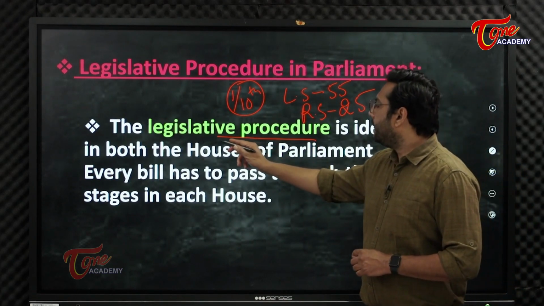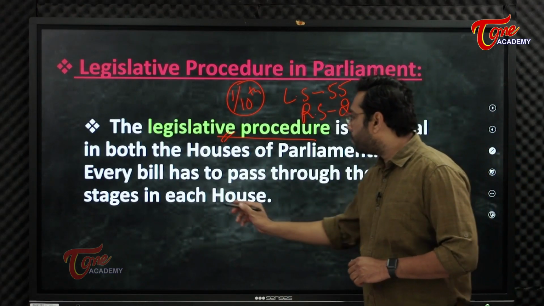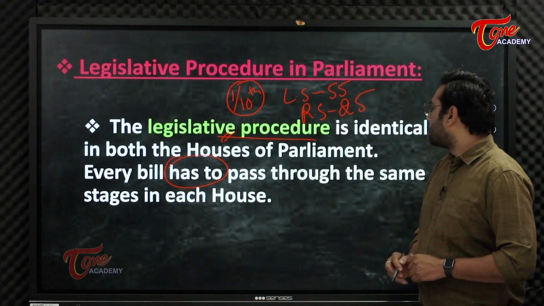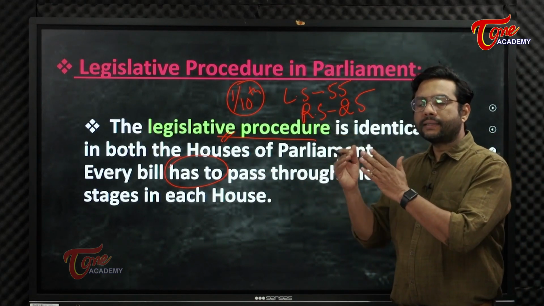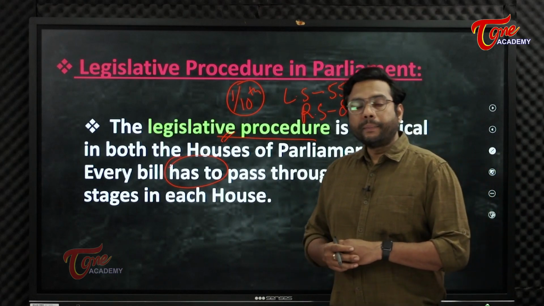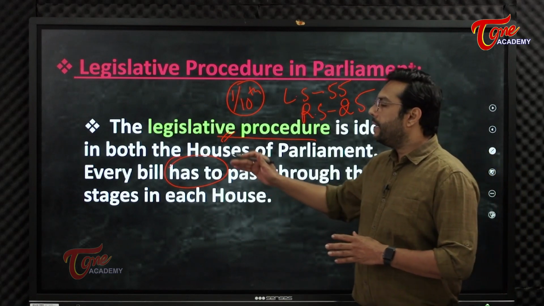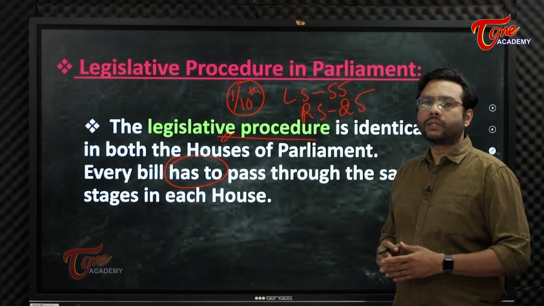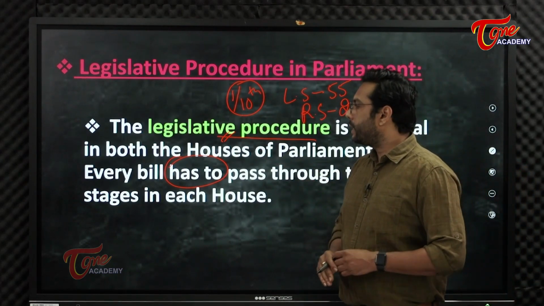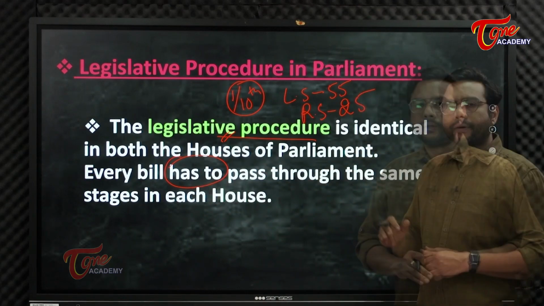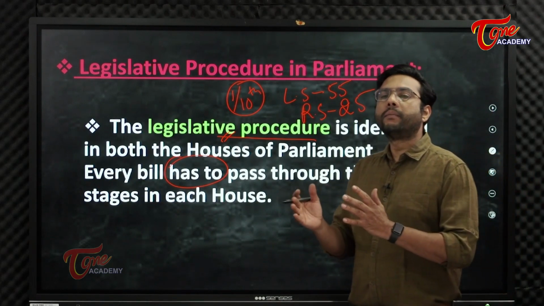So generally speaking, the legislative procedure is identical in both the houses of Parliament. Every bill has to pass through the same stages in each house, because when we say the first reading, second reading, sending to committees for detailed study of the provisions in the bill, in either house, Lok Sabha or Rajya Sabha, the procedure is similar. The procedure is identical. So in this slide, what we need to understand is, for any bill to become an act, it has to follow a prescribed procedure which is similar in both the houses.